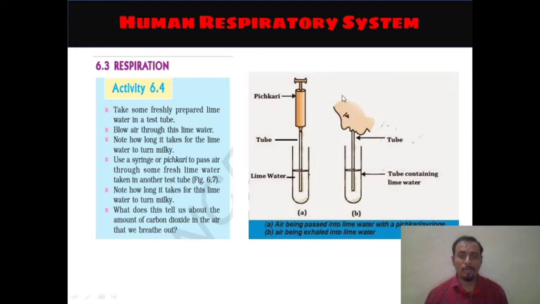In this activity, we blew air from the atmosphere and from the human mouth and observed whether CO2 is there. So, what is the confirmation test to know that CO2 is exhaled? The confirmation test is that when we exhale into lime water, the lime water turns milky. In both cases, when we blew atmospheric air through the pitchkari and when we blew air through the human mouth, the clear lime water turned milky, forming calcium carbonate precipitate.